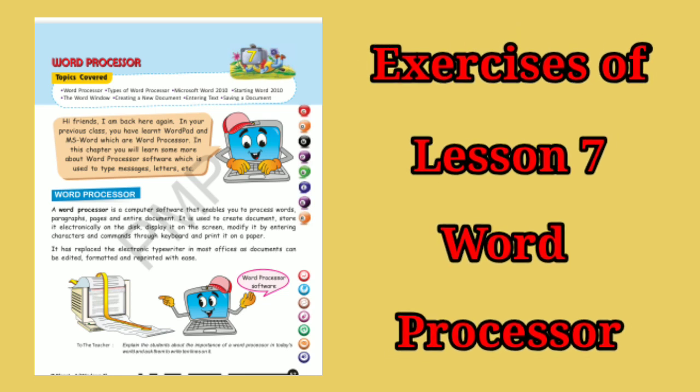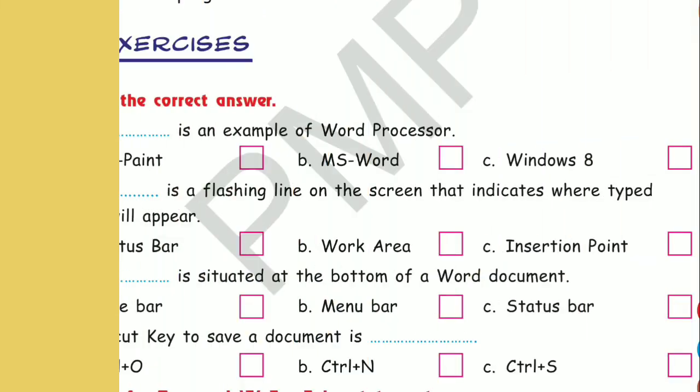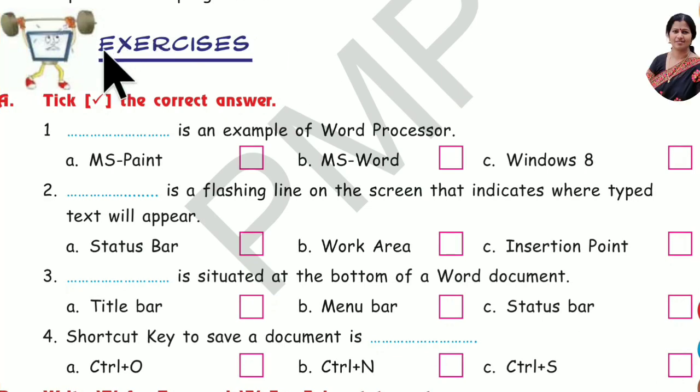In this video I am doing the exercises of lesson 7, Word Processor. Exercise A. Tick the correct answer. Number 1. Dash is an example of word processor. Option B, MS Word. Tick here.